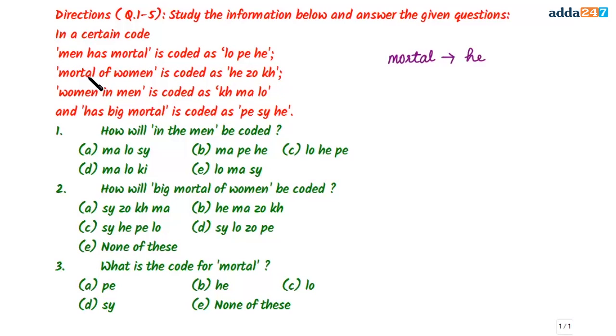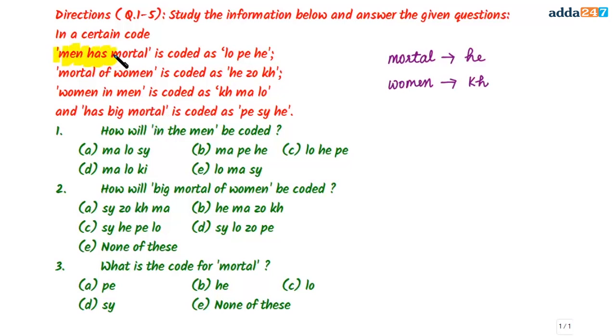Now if we compare the second and the third sentence, the second sentence is "model of women" and the third one is "women in men". Between these two we can see women is common, and here in the codes we can see that KH is common. So that means women stands for KH. So writing KH for women. Let's look at the third and the fourth sentence, "women in men" and "has big model". Here we do not have any words common, so we won't be able to get anything from here.